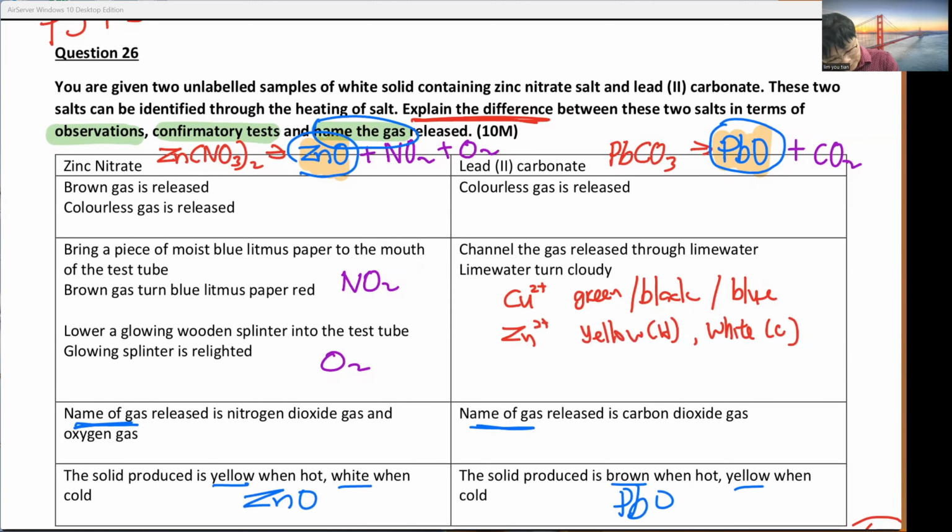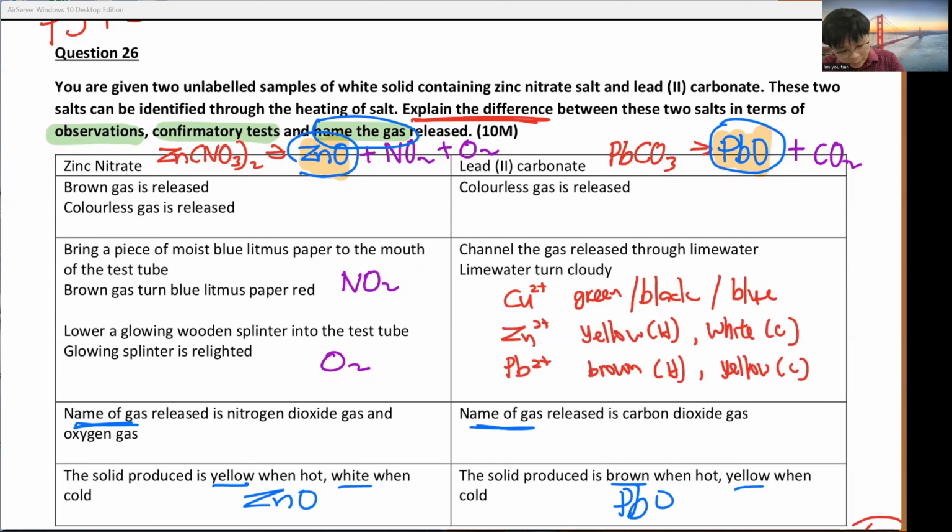Another one is Pb. They favor this question: brown when hot, yellow when cold. These three are the frequent ones in SPM. What else? Pb also comes out a lot. Calcium, magnesium, very rare.